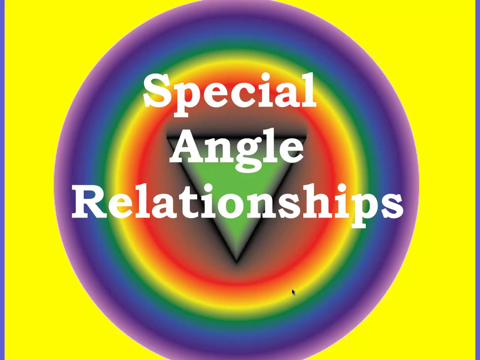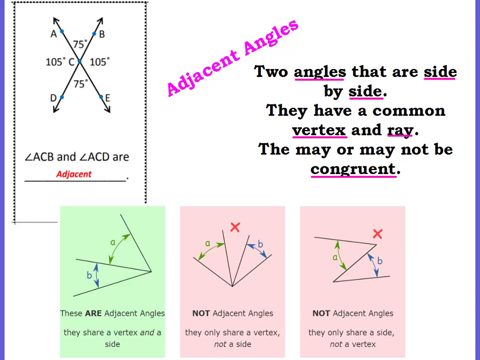Hi Bobcats, it's Miss Lee, and we're going to continue talking about angles by introducing some special angle relationships, some special angle properties that will help you find missing angle measurements. You need your foldable. We have a foldable of special angles. You're going to need that so you can fill it out as we go through the video. If you don't have it, you definitely need to be taking notes.